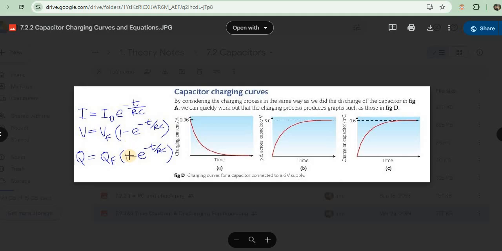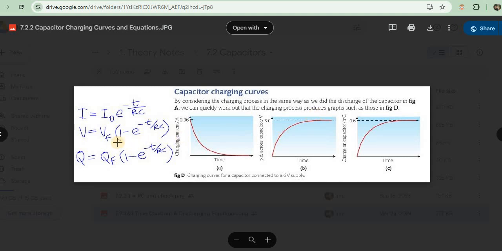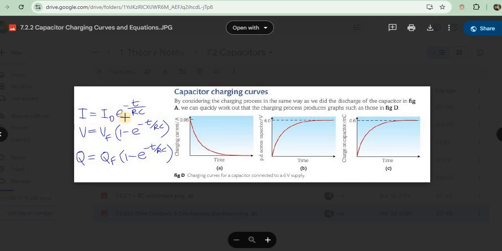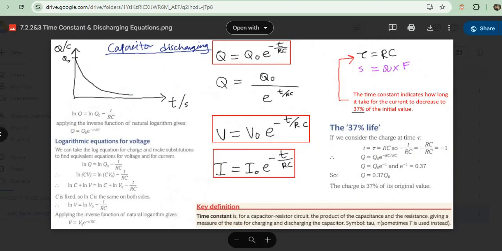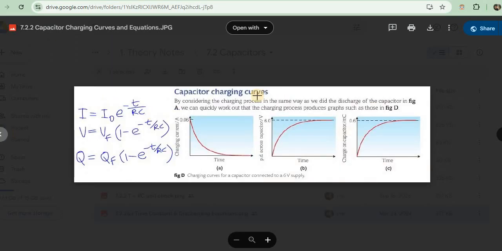So here we have these equations, be familiar with them because you may have to use them. And remember, because this is increasing, we have this 1 minus term here, but for discharging we don't have that 1 minus thing. If you look over here, capacitor discharging, you don't have that. See, it's like this. So capacitor discharge, capacitor charging.